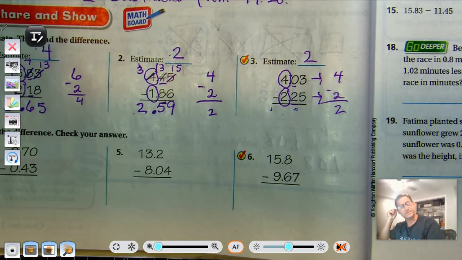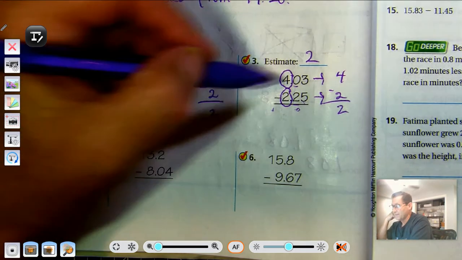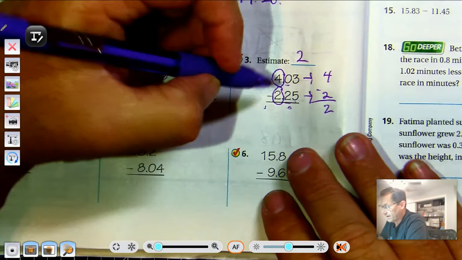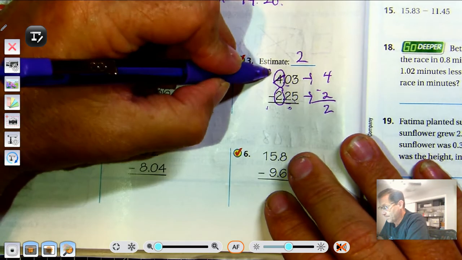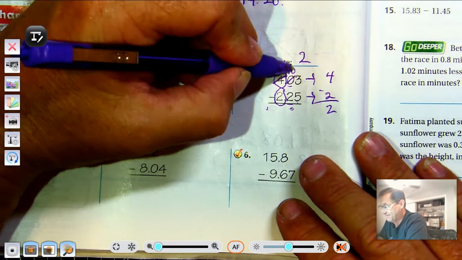All right, start with the hundredths. Can you take 5 hundredths from 3 hundredths? No. But there aren't any tenths to regroup. So we're going to have to go to the ones first. And let's take one of the ones and trade it for 10 tenths.